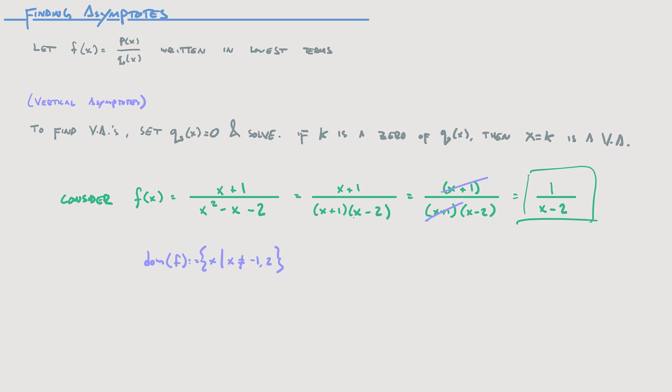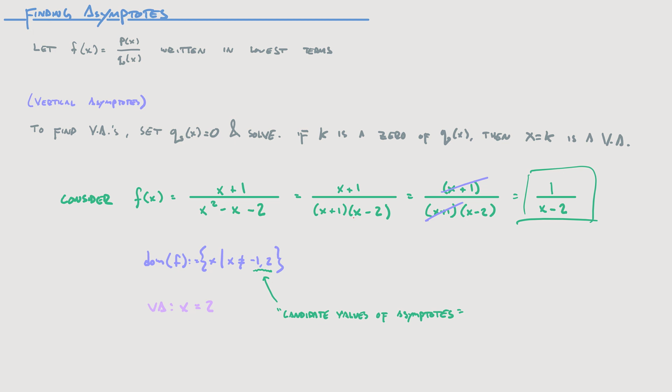But it simplifies, right? The x plus 1 in the top cancels with the x plus 1 factor in the denominator. So this whole thing simplifies into 1 over x minus 2. Now there's only one thing that makes the denominator 0, and so that is where our vertical asymptote is. So I like to think about the excluded values of the domain as, these are your candidates for being vertical asymptotes.